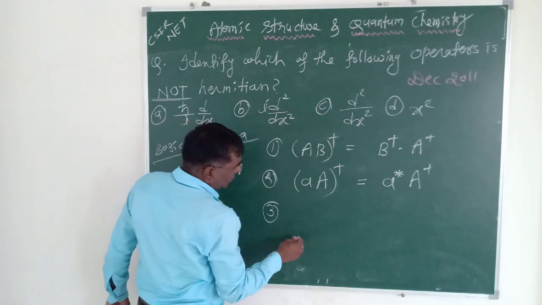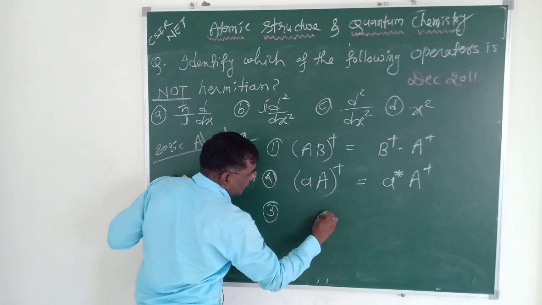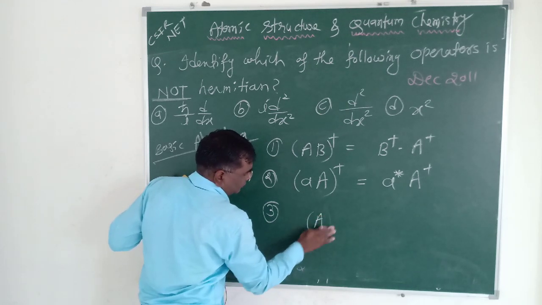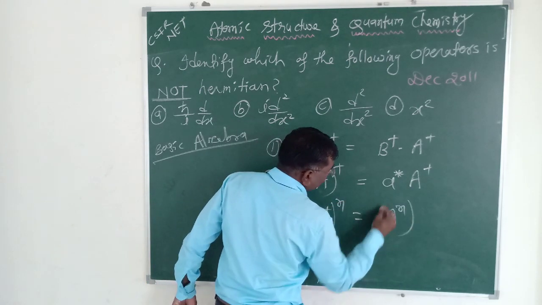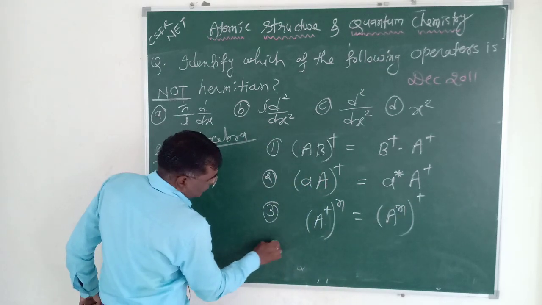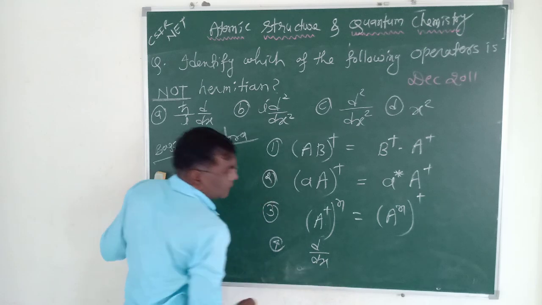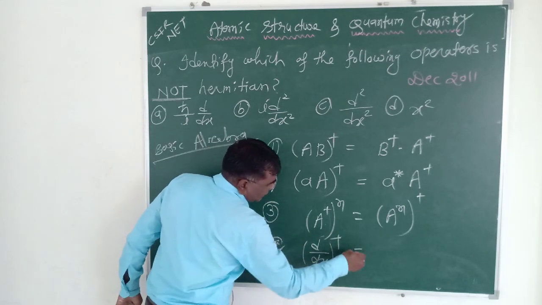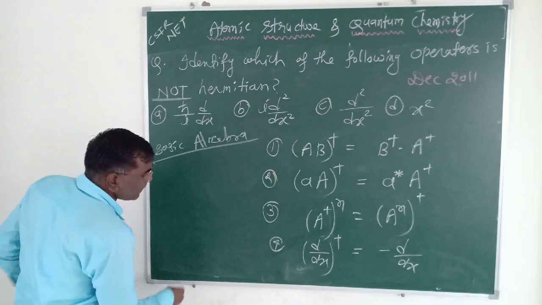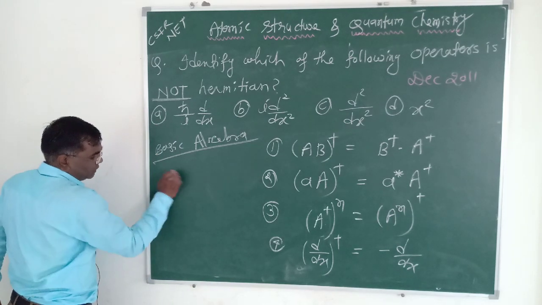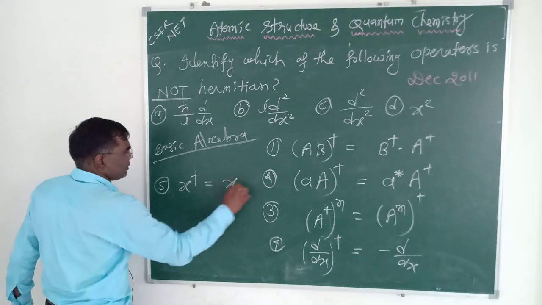Number three: if you have some power like A to the power n dagger, then it will equal A dagger to the power n. If you have some differential function like dx, dy or dz, then the dagger of this differential function will be the negative of the same. And if you have some x, y and z axis kind of quantity in any question, then x dagger will equal x.